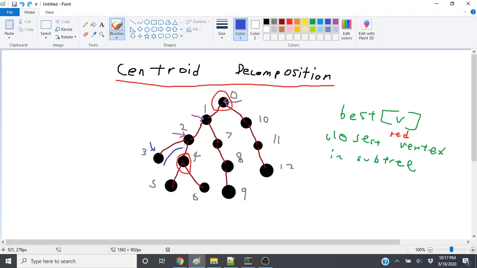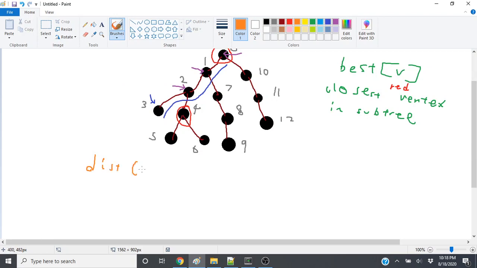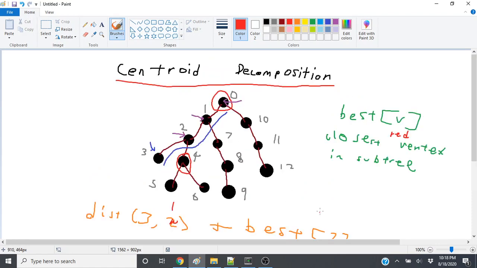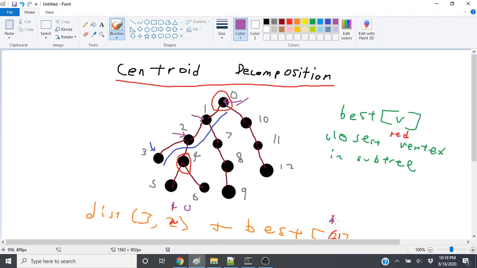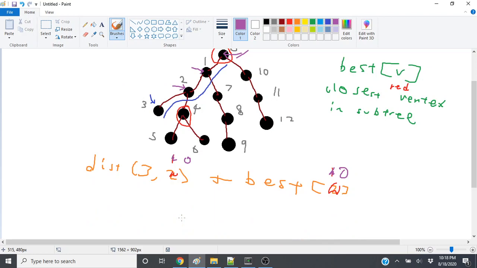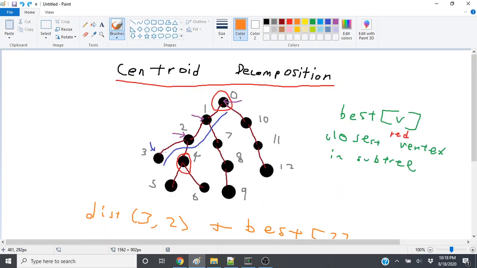So what we do is we just check for each ancestor the closest node to that, and then since the path will go up to this, we also have to add the distance where it goes back down to here. So the expression would be, for example, distance from 3 to 2 plus best 2. And of course this will be 1 when we check it for this one, and it'll be again 0 when we check it for this one. So yeah, that should be good. That's what we do essentially. We check the distance from our target vertex to the ancestor, and then we check the closest vertex to the ancestor.